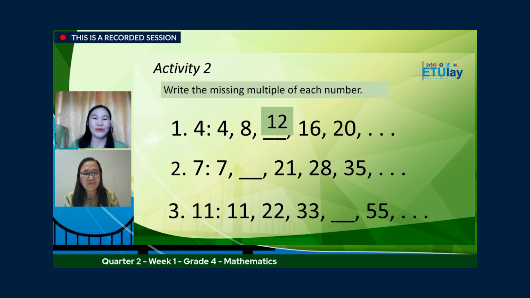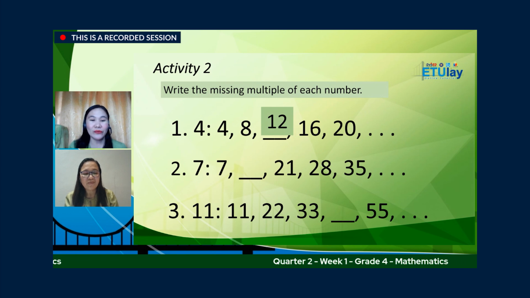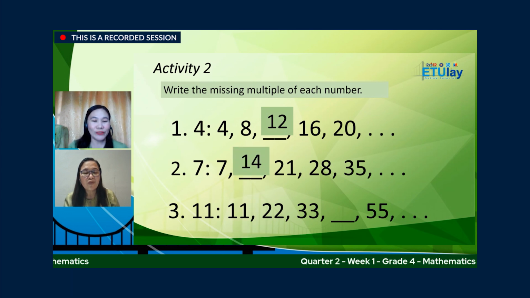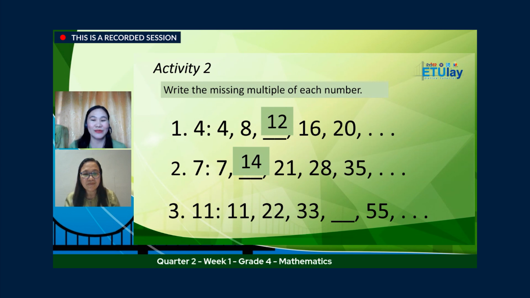Tama ang inyong sagot. Next, number 2, we have 7. So what are the multiples of 7? We have 7, blank, 21, 28, 35. And the missing multiple is 14. Very good. Nakuha ninyo yan kapag yan ang inyong sagot.